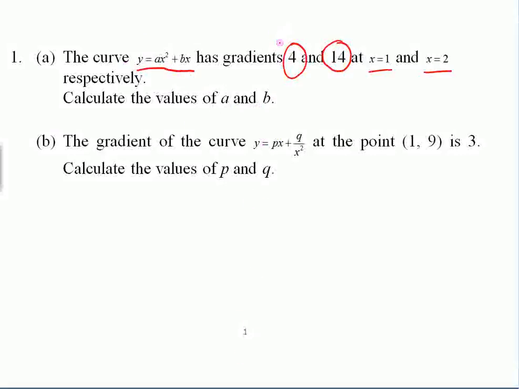The gradient at a point is the same as dy by dx at that point. So this 4 is actually the same thing as dy dx at x equals 1, and this 14 is the same thing as dy dx at x equals 2. So let's work this out.